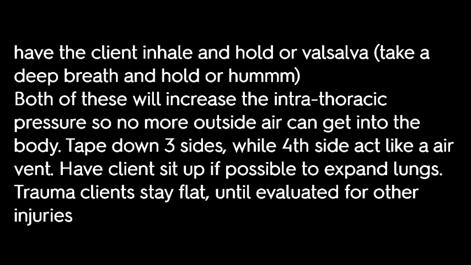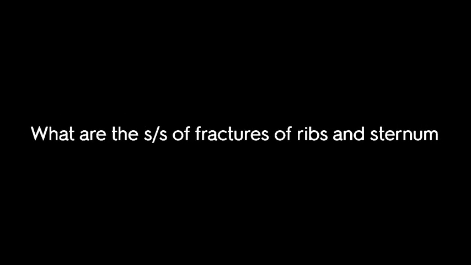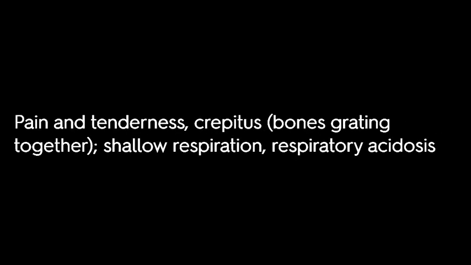What is going on with the open pneumothorax? It is a sucking wound opening through the chest that allows air into the pleural space. How do you treat an open pneumothorax? Fractures of ribs and sternum is the most common what? Injuries from chest trauma. What are the S/S of fractures of ribs and sternum? Pain and tenderness, crepitus, shallow respiration, respiratory acidosis. What is the treatment for a fracture of ribs and sternum?